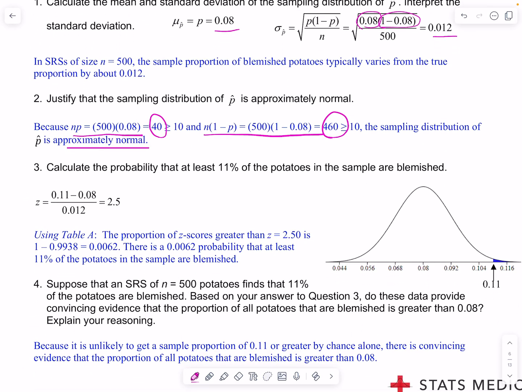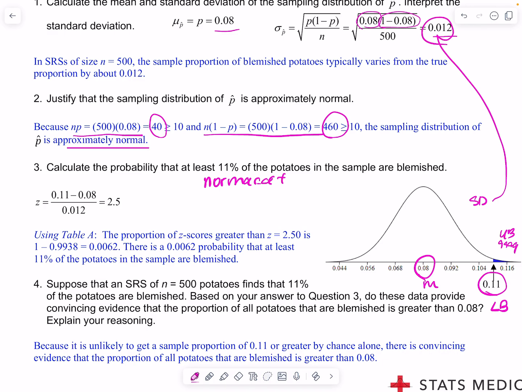If we use the probability, we can do it like this, finding the z-score in the table, or we can use normalcdf. The lower bound is going to be 0.11. The upper bound is going to be 9999, super high. The mean, of course, is 0.08, and the standard deviation is what we found up here, which is 0.012. If you put that in, you will see that what comes out is the same as what we got on here, which is 0.0062.